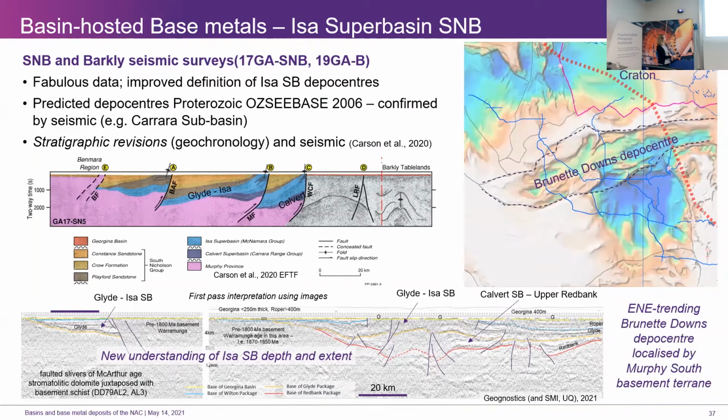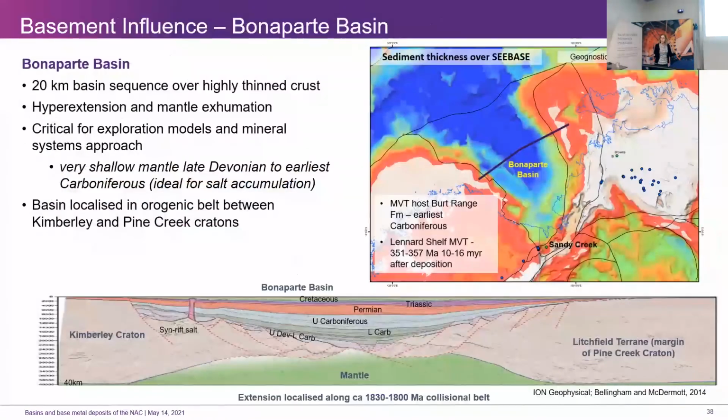And GA have put a name on this depocenter, and it's what I've just highlighted there. The dashed line was the extent of the basement terrain that I've interpreted and has now been modified based on the additional data. So this is jumping a bit west to the Bonaparte Basin. If you can see the coastline there on the map, you'll see that's the border as we come down into the Gulf there. That's the WA-NT border near Sandy Creek.